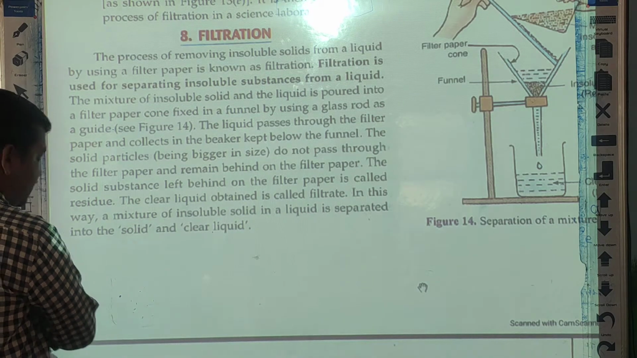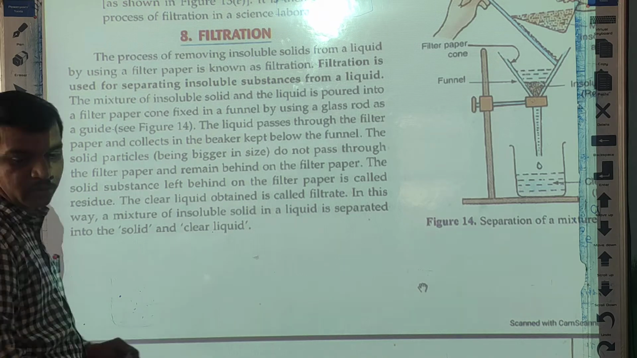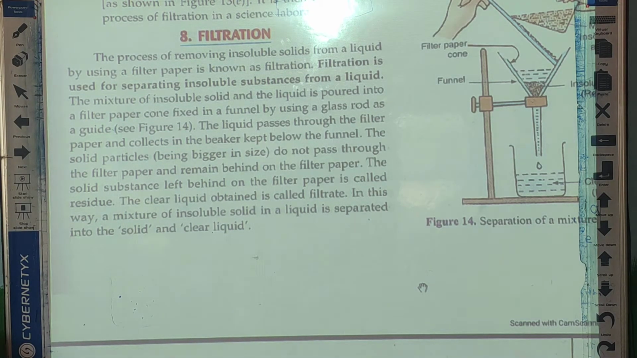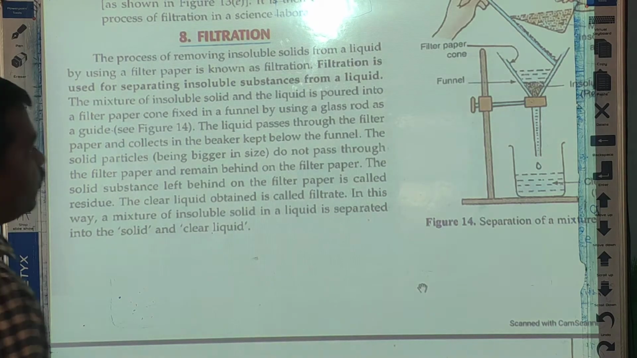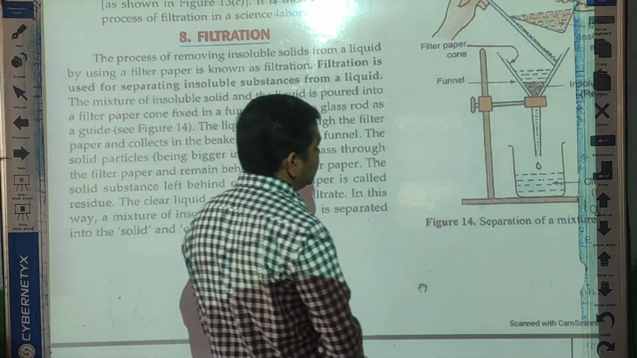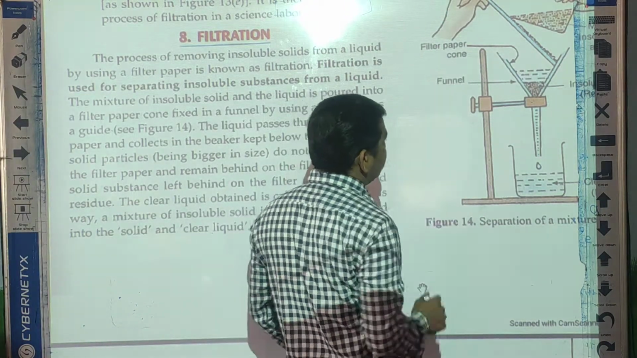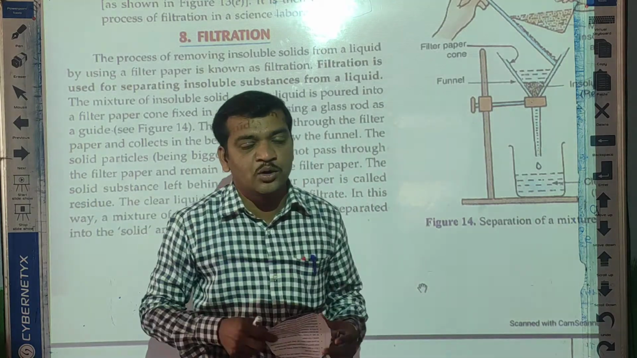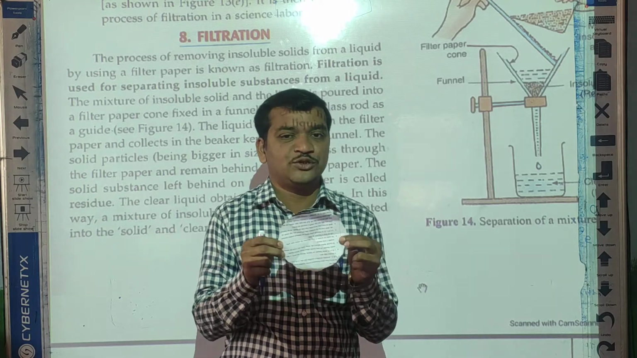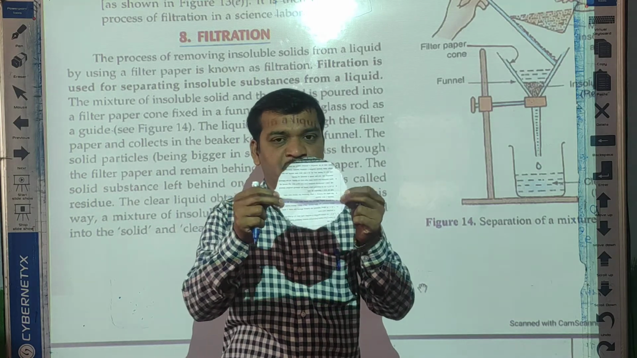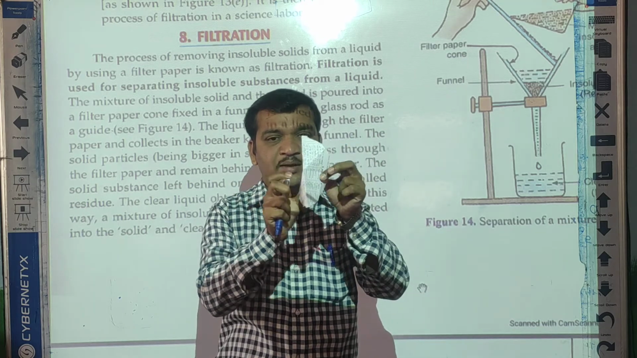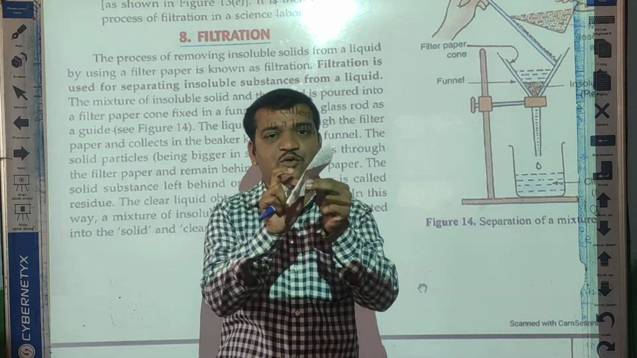Now see here, students, this is the figure. You can see the separation of mixtures. Now see what things you require for filtration. You need one filter paper, and with the help of the filter paper you have to make a cone. So how to make a cone? I will show you. This is one filter paper. You have to fold it in this way, make it into two equal halves.